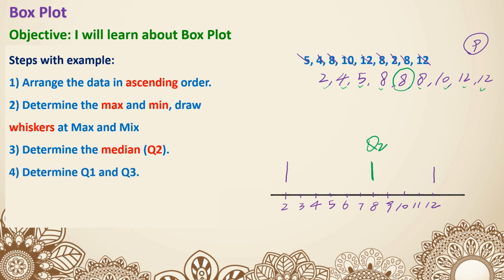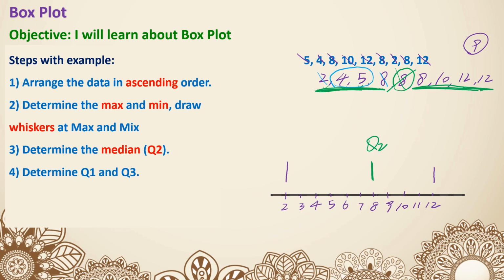Next is to determine Q1 and Q3. Now here's the thing. We have used this middle number as our median, which means the median is actually a number in the data set. We have used it already, so we can't use it anymore when we find the lower half and the upper half of the data. So the lower half has 4 data left, and the upper half also has 4 data.